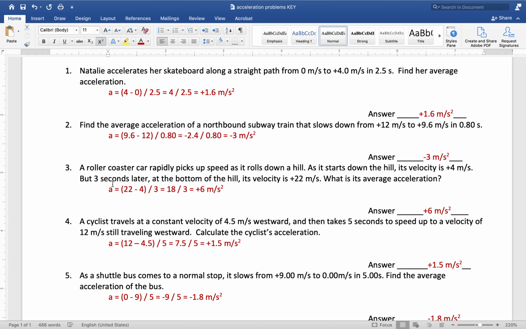So again, acceleration: you're going to do the final velocity, which was 22, down the hill, minus the initial velocity at the top of the hill, which was 4, divided by the time, which was 3 seconds. So 22 minus 4 is 18, divided by 3 is positive 6 meters per second squared. Make sure you have the positive sign on there.